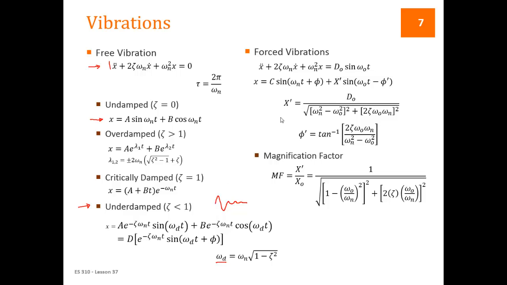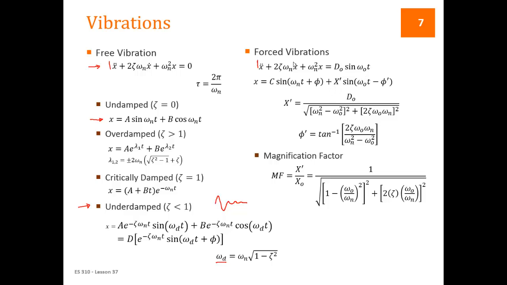In the case of forced vibrations, we have a forcing function on the right-hand side. So the standard form once again has 1 in front of the double dotted term, 2 zeta omega n in front of the single dotted term, and omega n squared in front of the x term. So we can solve for omega n and zeta. And the coefficient in front of the forcing function, which could be a sine or a cosine, is d naught. And the frequency of the forcing function is omega naught.